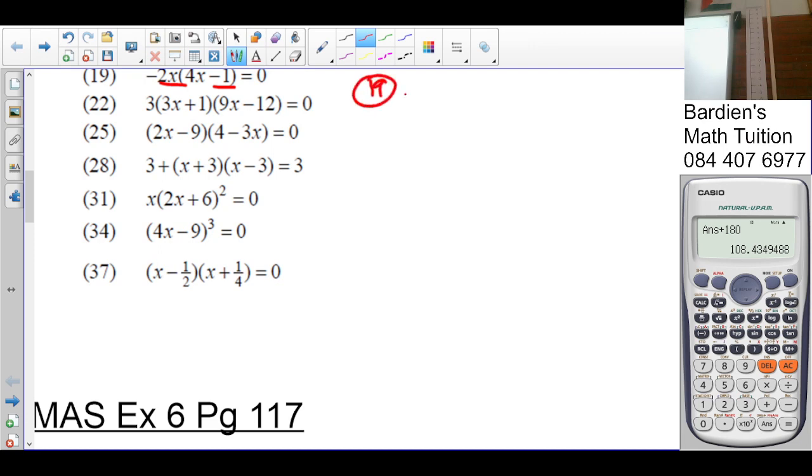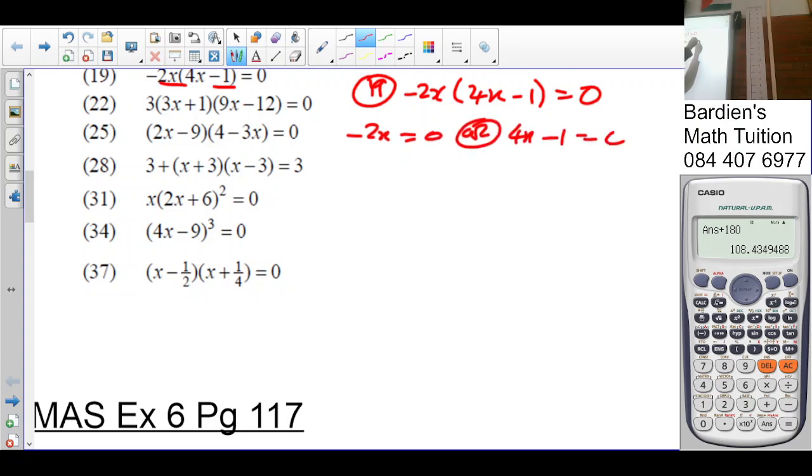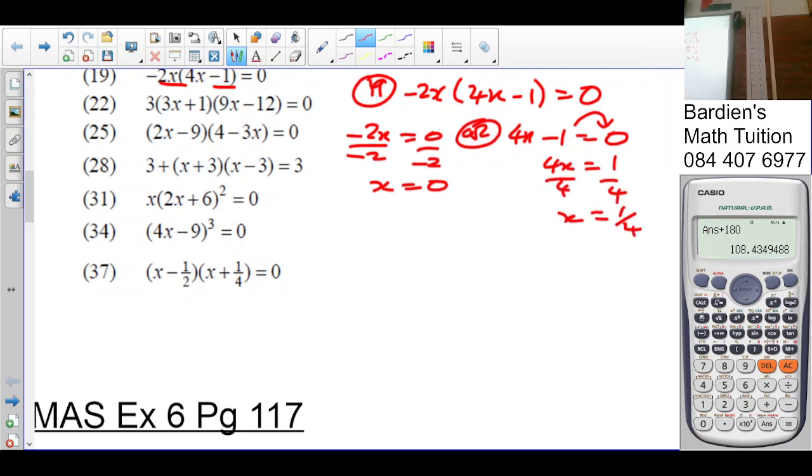You've got negative 2x(4x minus 1) is equal to 0. So what do we do here? Negative 2x is equal to 0, or 4x minus 1 is equal to 0. Divide by negative 2 on both sides. So x is 0. We take the 1 over, so 4x is equal to 1. So x is equal to 1 over 4.